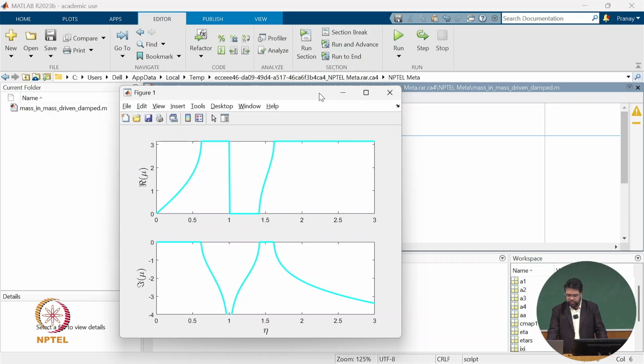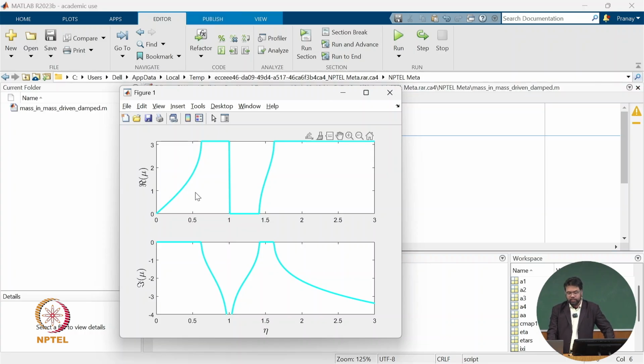Now you can see that we are plotting for the negative mass-in-mass system. The real value goes up to a certain value, and then the band gap starts. So you can see the imaginary portion has started. At frequency ratio 1 it shows a dip, again it goes down, and then in this portion the imaginary part is 0 and we get the real value.